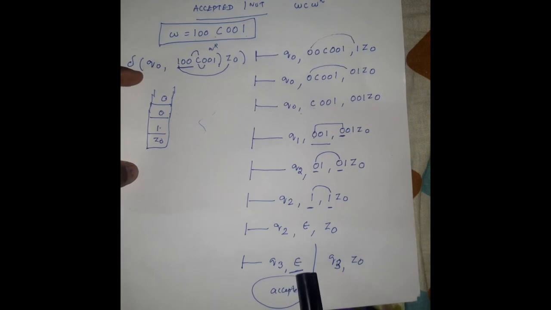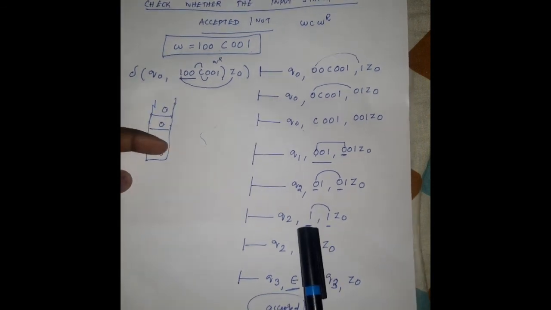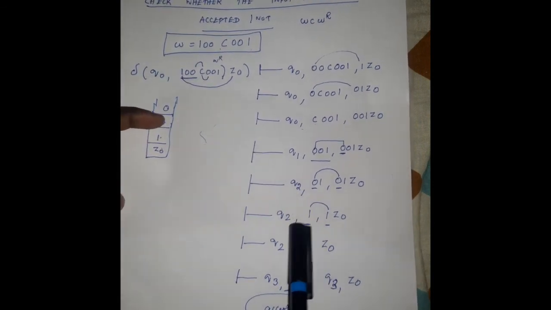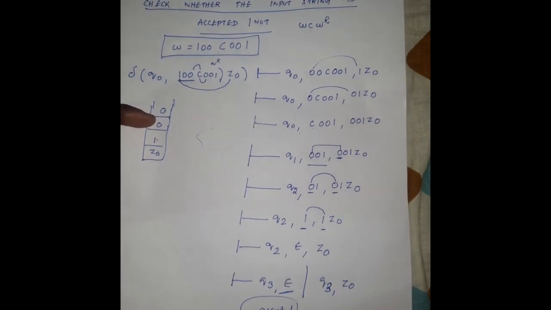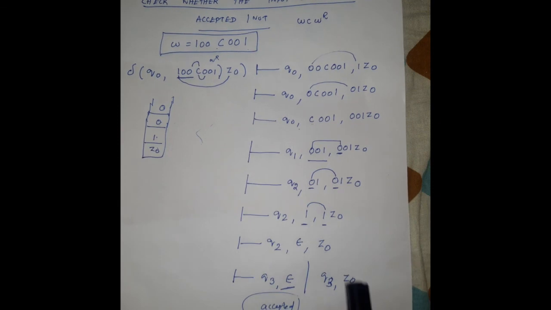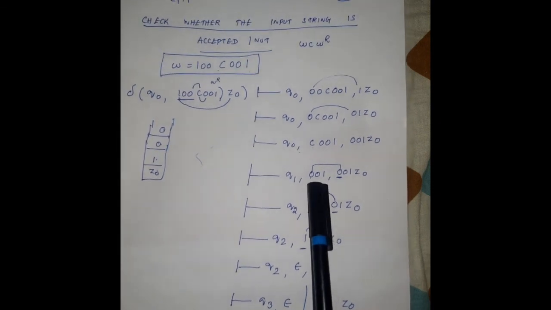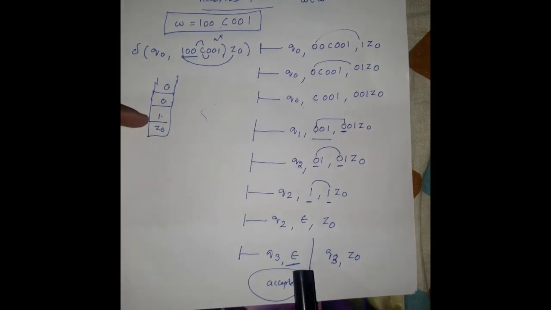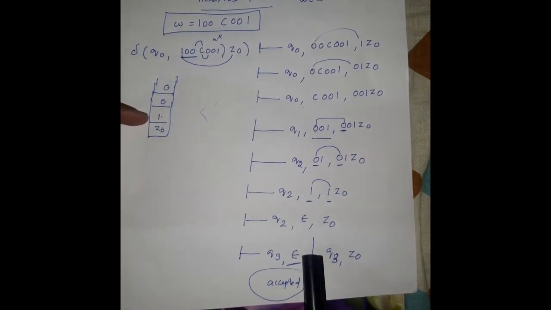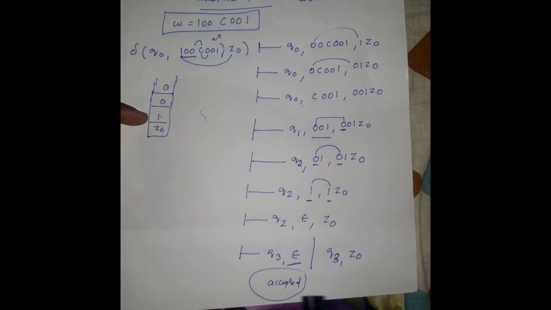In case, after all these steps, there are some symbols present in the input and some symbols present in the stack, the input string is rejected. Whenever the symbols present in the input and the stack are matched, finally we get epsilon, that is empty. So the given input string is accepted.